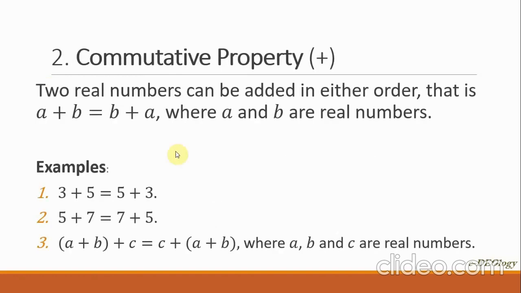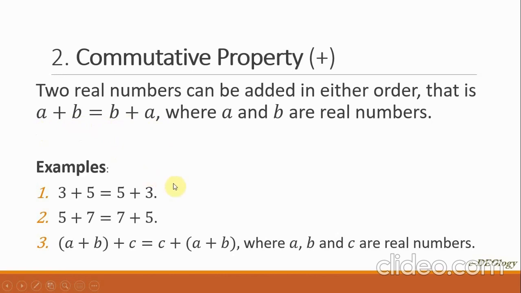The second property under addition is what we call commutative property. Here, two real numbers can be added in either order. The numbers are represented by a and b. So we have a plus b is equal to b plus a. In other words, the order of the numbers to be added, or we call them addends, will not affect the sum.